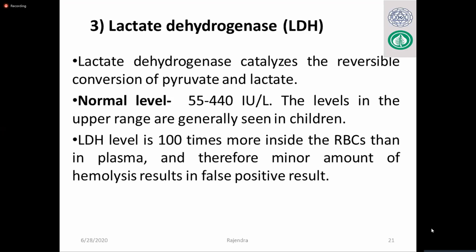That lactate dehydrogenase we can measure in our laboratory. It catalyzes the reversible conversion of pyruvate and lactate. Its normal biological reference is 55 to 440, or simply you can remember 50 to 450.